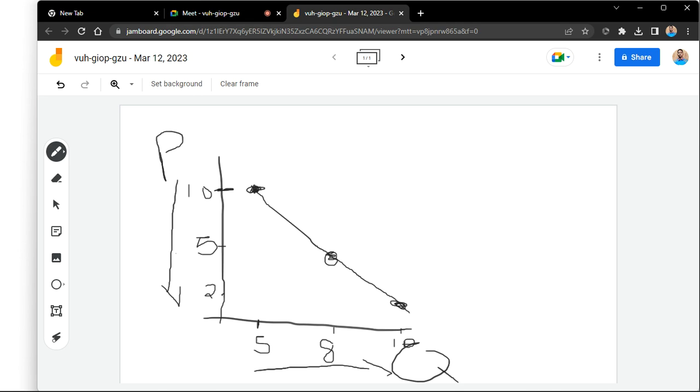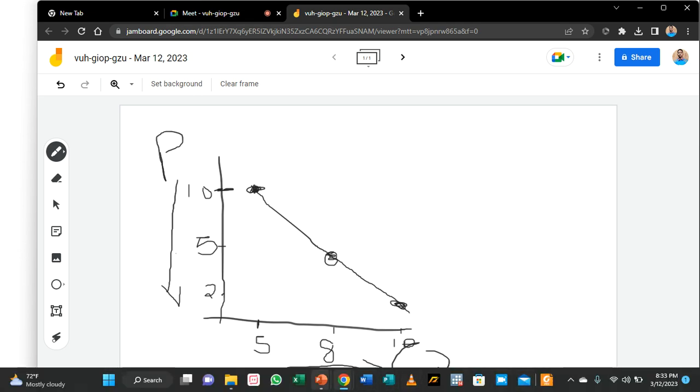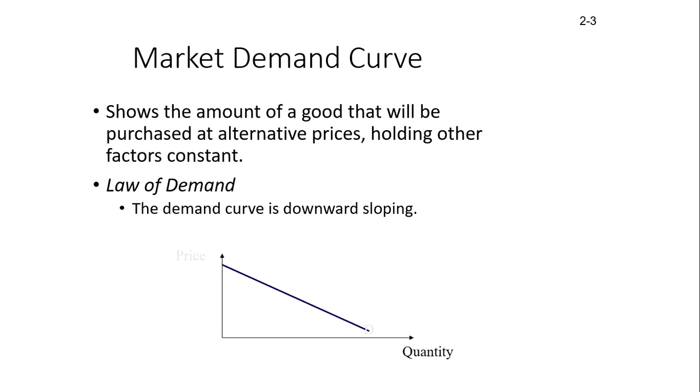The reason the demand curve is downward sloping is that there is a negative relationship between price and quantity. If the price of sugar is increasing, you are obviously going to reduce the quantity of sugar that you are buying. But if the price of sugar is reducing, you are going to increase the units of sugar that you are purchasing.